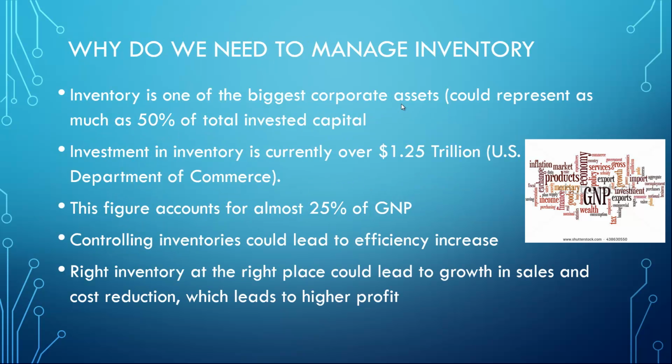Inventory is one of the biggest corporate assets. It could represent as much as 50% of the total invested capital in a company. Investment in inventory is currently over 1.25 trillion based on a US Department of Commerce publication. Inventory accounts for almost 25% of the gross national product. Managing inventories will lead to an increase in the efficiency of the whole supply chain. Right inventory at the right place could lead to growth in sales and cost reduction, which leads to higher profits.